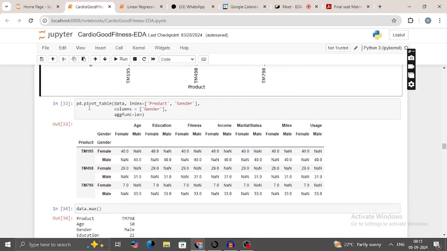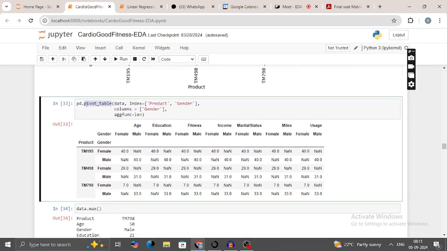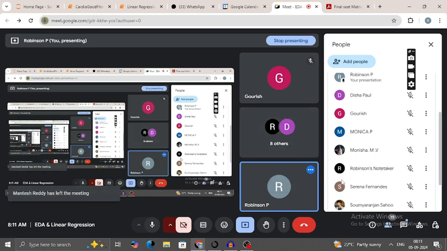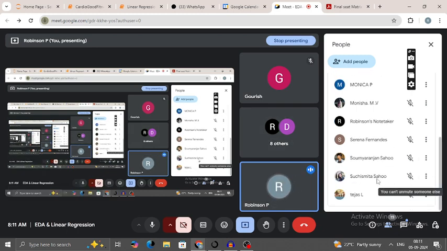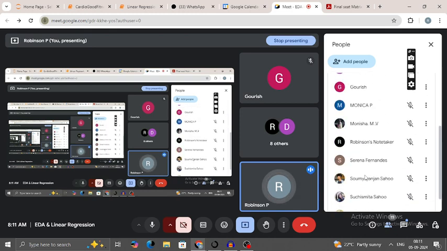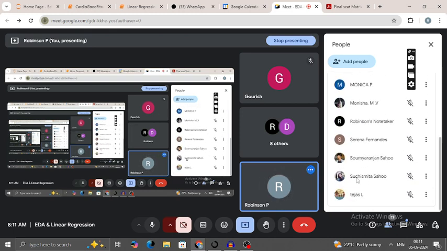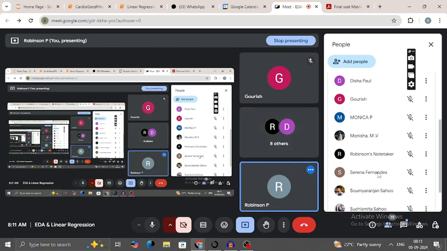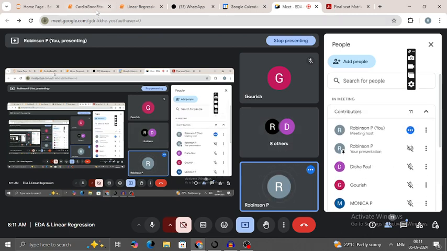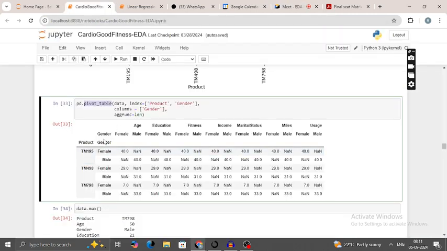Similarly, you have pd.pivot_table. This is one more. Pivot tables, you have studied in Excel. Has anybody studied pivot tables? What is a pivot, in SQL or Excel somewhere? Studied or not? No? Okay, so look here. Any doubts, please ask me. I will stop and explain.